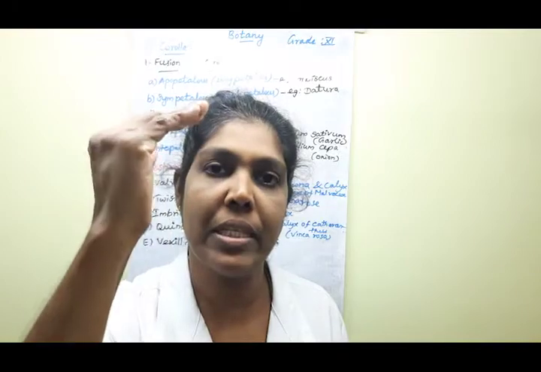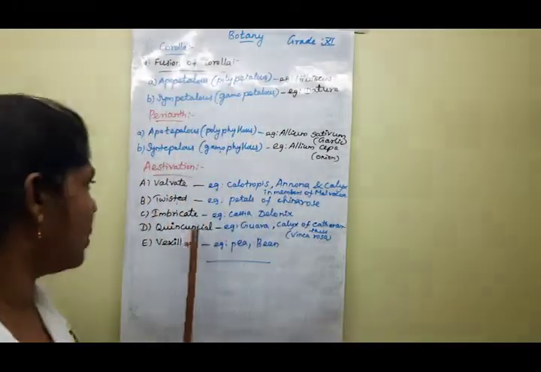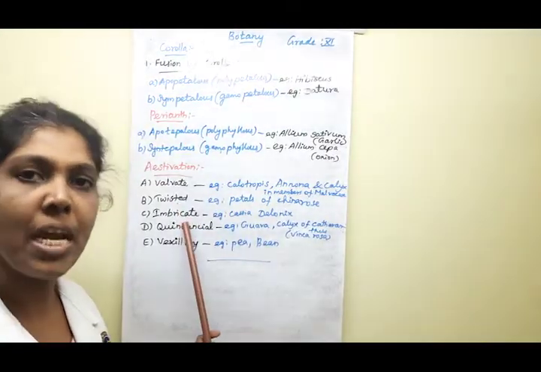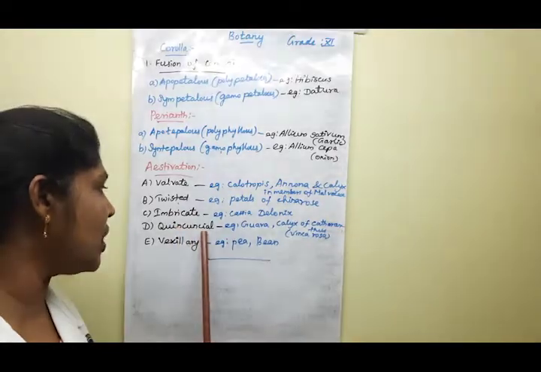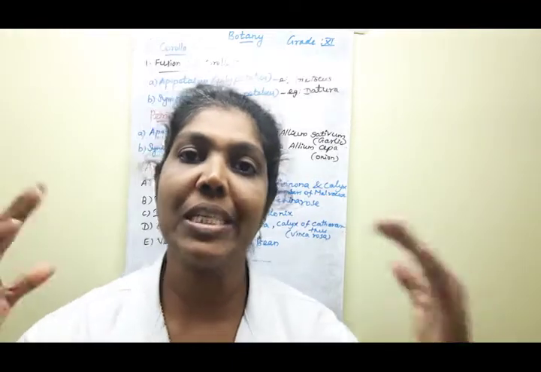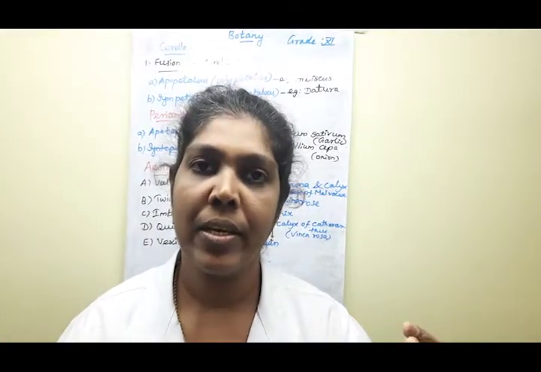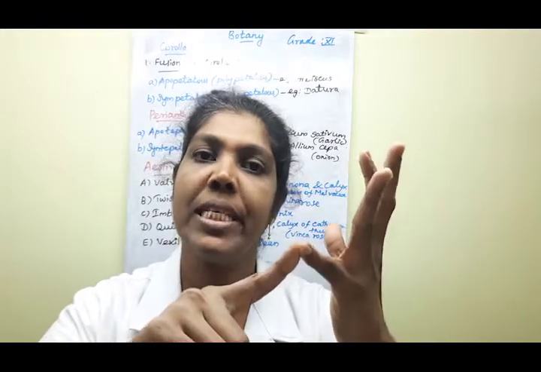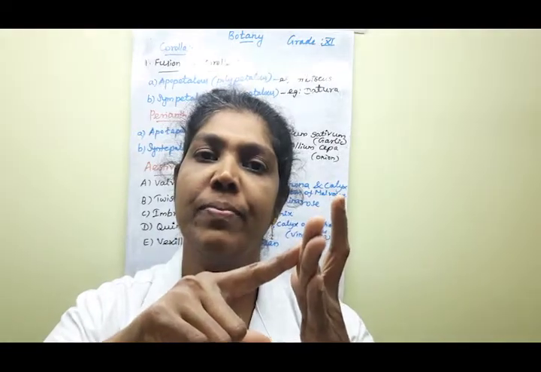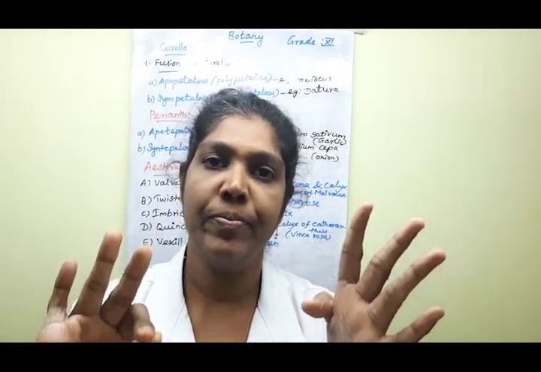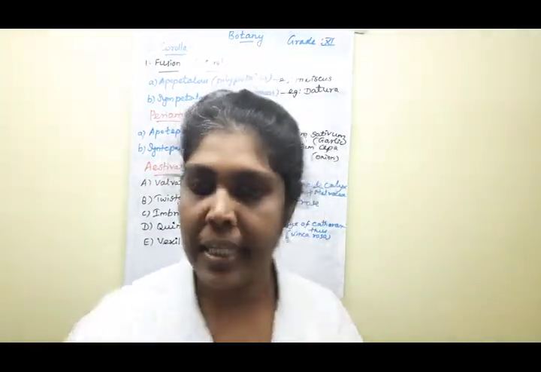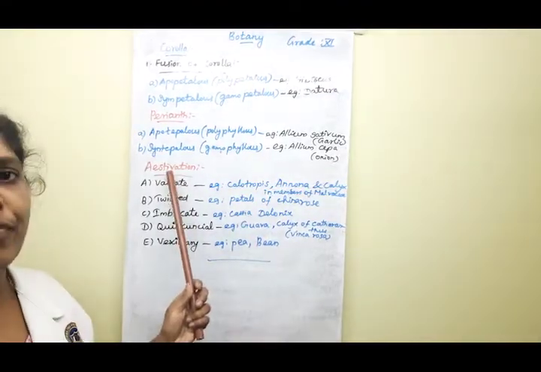This estivation comes under some types. The first one is valvate estivation, then twisted estivation, imbricate estivation, quincuncial estivation and vexillary estivation. What are the subtypes of estivation, children? Can you repeat this? Very good. First is valvate estivation, imbricate estivation, twisted estivation, quincuncial estivation. The last one is vexillary estivation. Clear? So these are the subtypes of estivation.